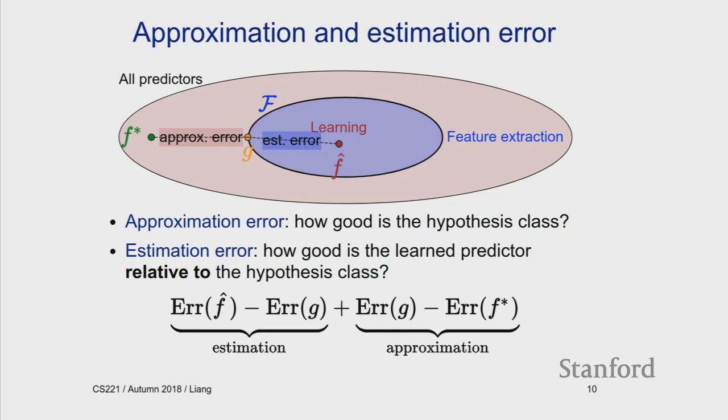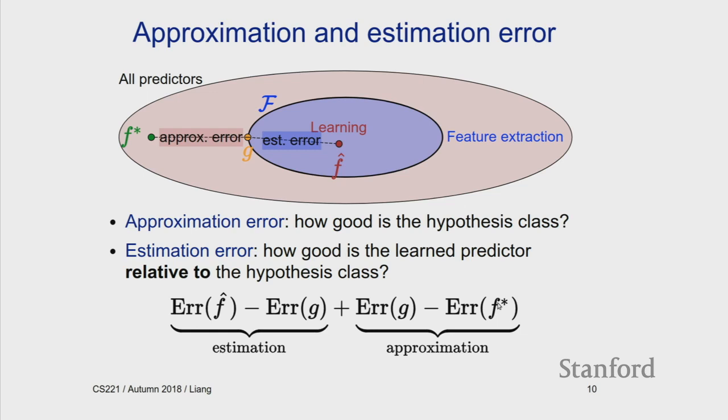But now it allows me to interpret two terms here. One is the estimation error, which is the difference between the learned predictor and the best possible thing in the class, G. And the approximation error, which is the difference between the best thing in the class, G, and the best thing ever.